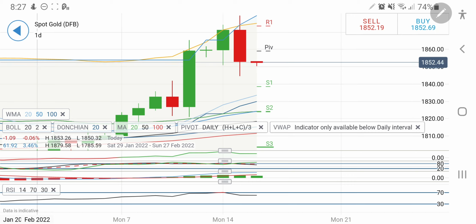And on the downside, once it breaks 1850, you can take a short entry for 1847, 1845 levels. These two levels are going to be important for gold. Breaking this, it will try to hit 1838 levels, and then 1836 and 1833. Breaking that, it is going to be very bearish for the day. So a long beyond 1856, a short below 1850.